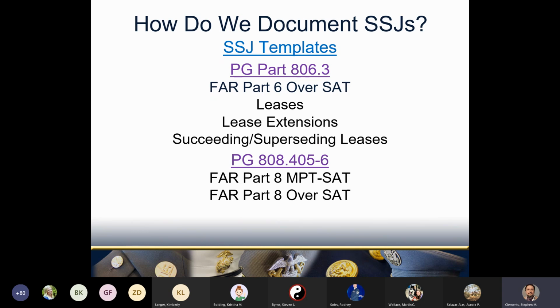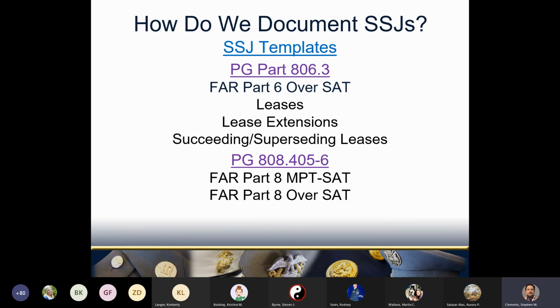Second, your IGCE value also helps determine which form you use. If your purchase is below the micro purchase threshold, we don't have to worry about any of this because we can simply buy whatever we want below the micro purchase threshold with no need to compete or write SSJs.